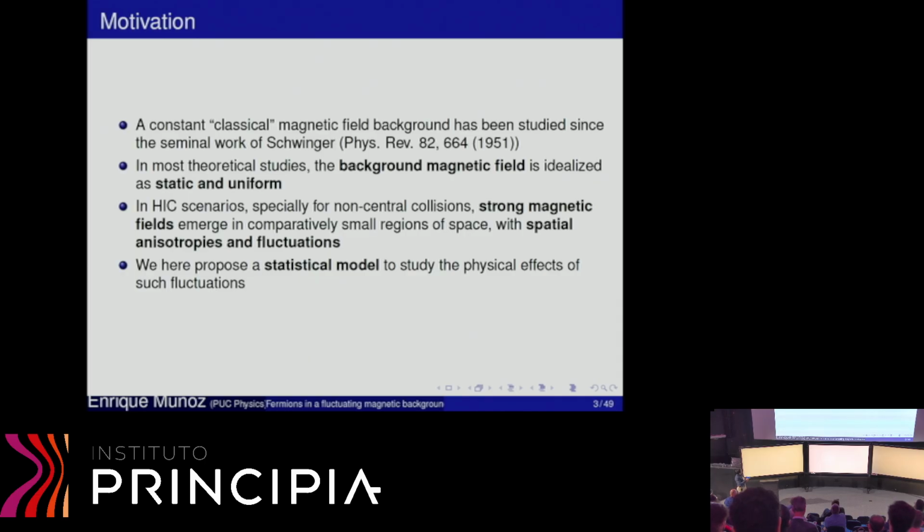All this work goes back to the seminal work of Schwinger, of course, with his propagator, which is based, again, on this simplifying assumption. Here, trying to go one step further in this direction, we propose a statistical model to take into account such inhomogeneities as stochastic effects.